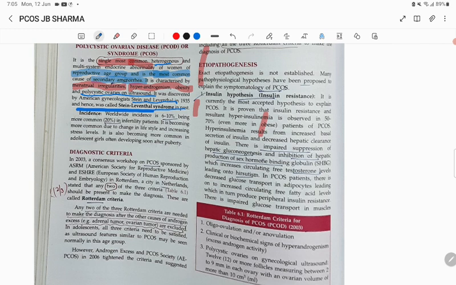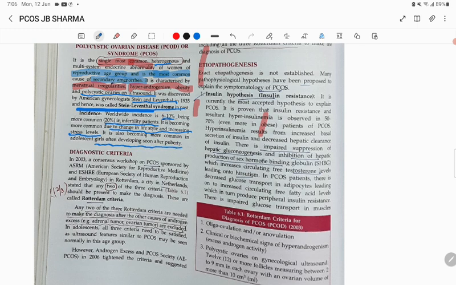The worldwide incidence is 6 to 10%, being more common, about 20%, in infertility patients. It has become more common due to change in lifestyle and increase in stress level. It is also becoming more common in adolescents, developing soon after puberty.